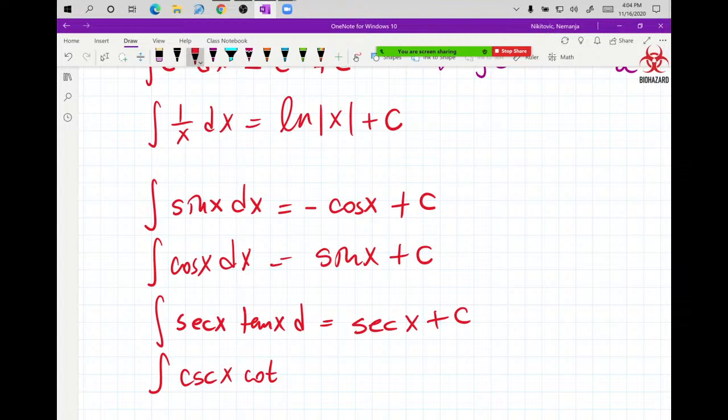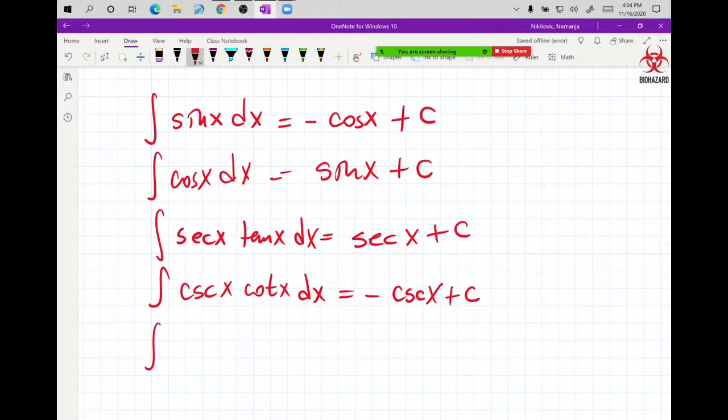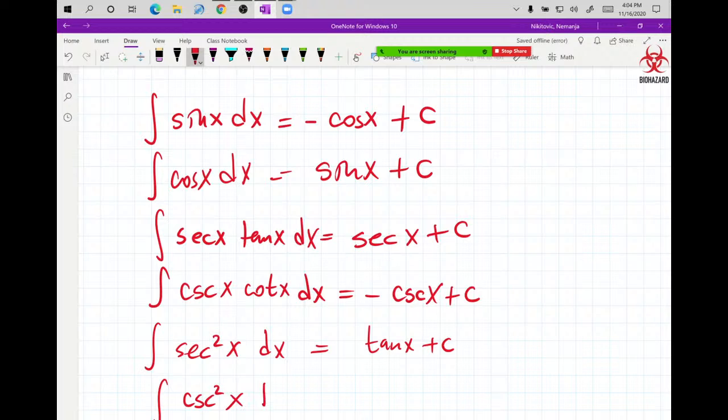The integral of cosecant x cotangent x dx is equal to negative cosecant x plus c. And finally, secant squared x dx is going to give you tangent x plus c, and cosecant squared x dx is negative cotangent x plus c.